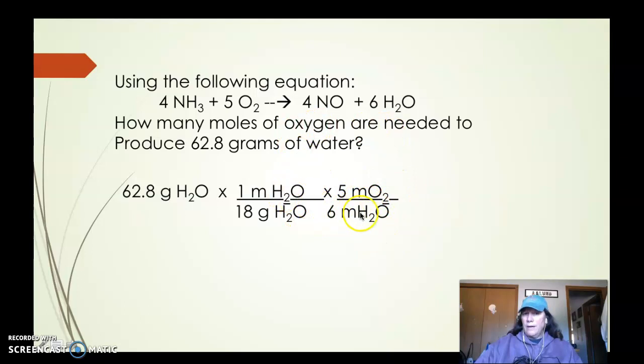So I put water on the bottom, and I'm trying to find oxygen. And it just says moles of oxygen, so I don't have to change it to grams. So I'm going to take 62.8 times 5, divide by 18, and divide by 6. And then you get 2.91 moles. So again, be careful when you're doing your problem. Sometimes you just want to go grams to grams. You don't always have to do that.